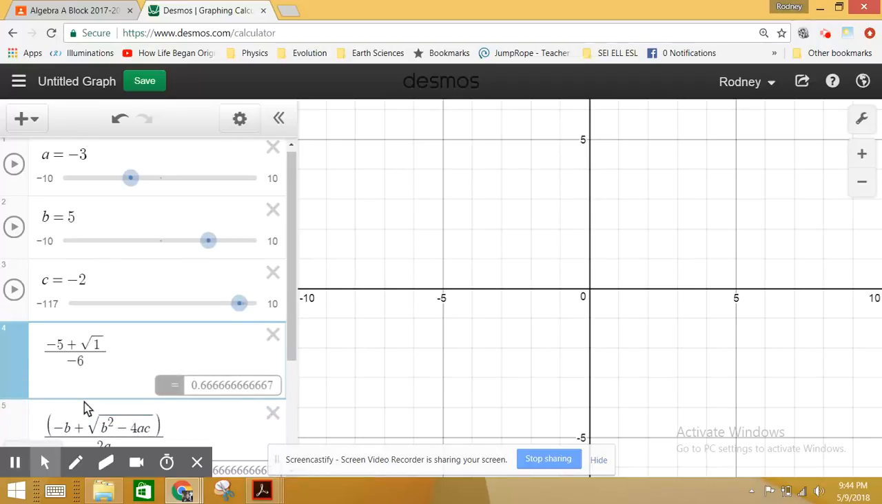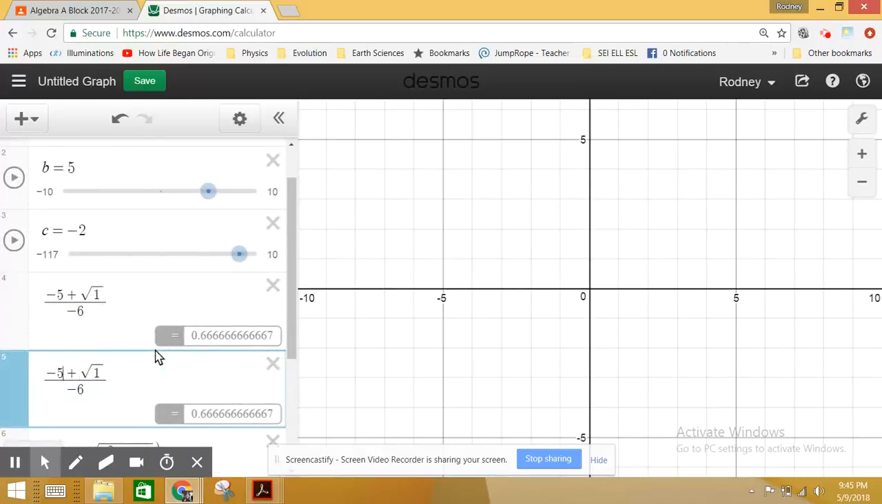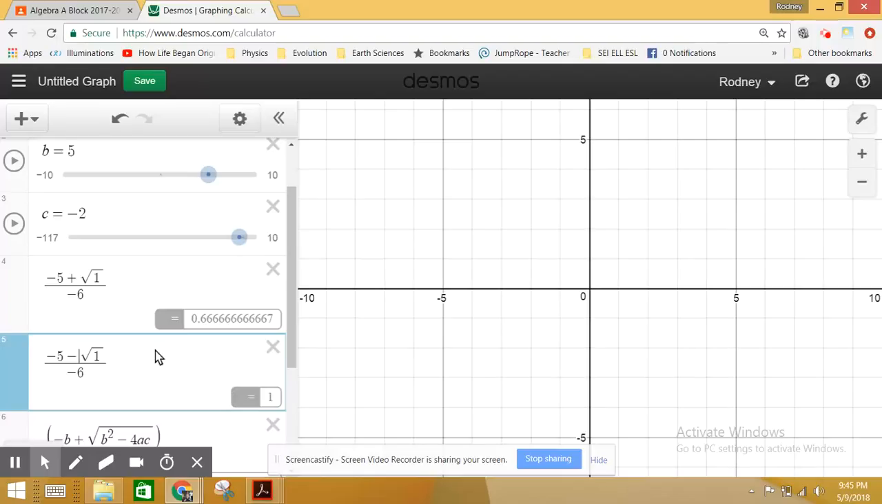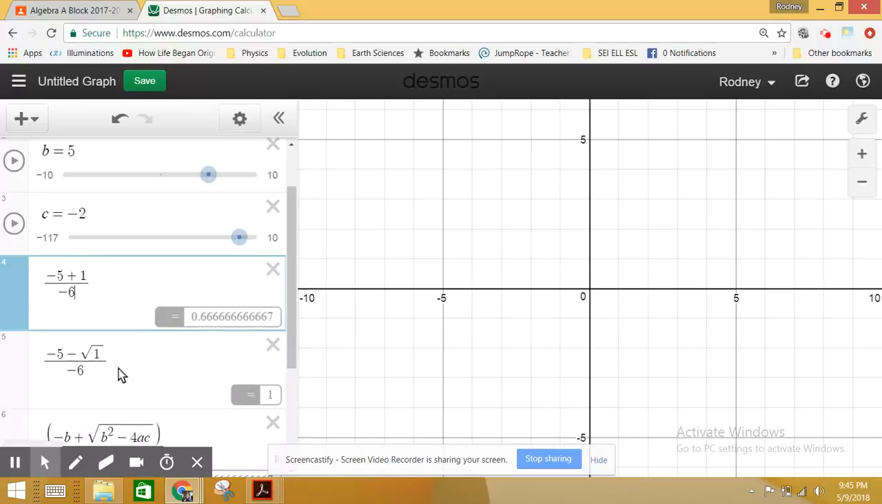Okay, so now I've got negative 5 plus or minus the square root of 1, all over negative 6. I'm going to copy that. So I have the plus or the negative. Okay, so the square root of 1 is 1, or negative 1.